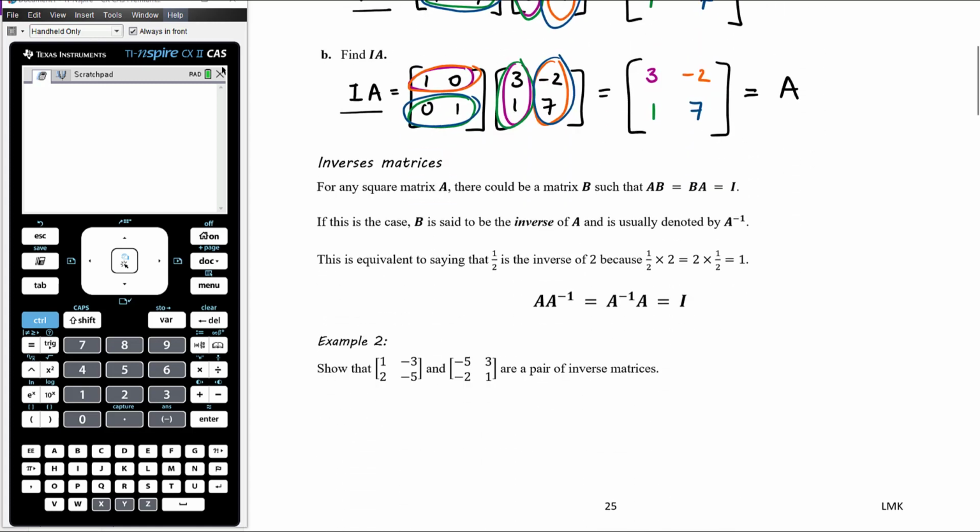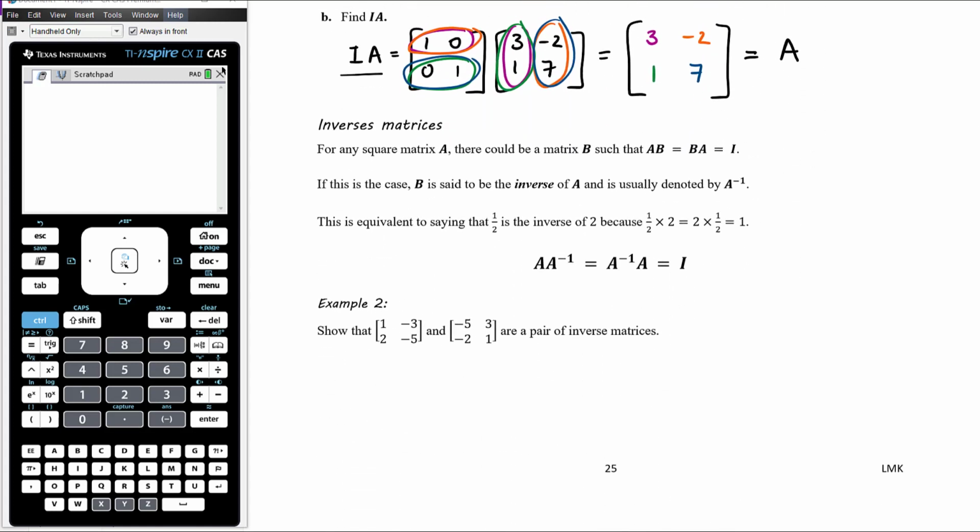Okay, so inverse matrices. So for any square matrix, let's call it A, there could be another matrix called B, so that A times B is the same as B times A, and it gives the identity matrix. And if that can happen, that matrix B is said to be the inverse of A. And we don't usually call it B, we would call it A to the power of -1. Okay, so this would be inverse of A. Obviously if your original matrix was B, it'd be B to the -1.